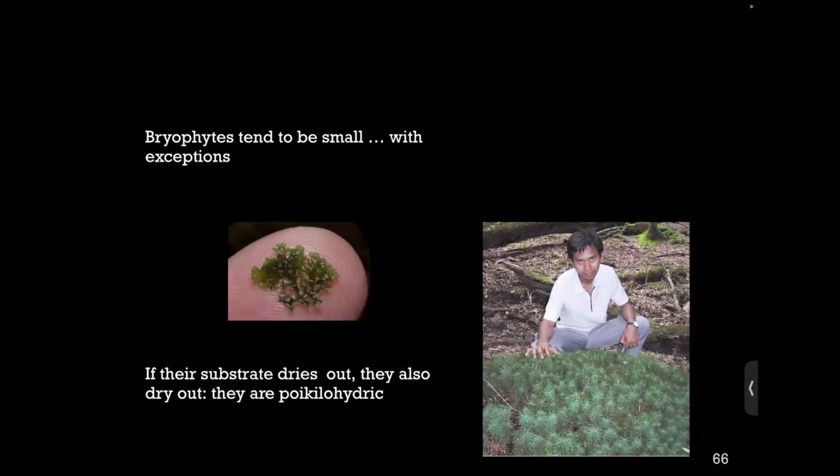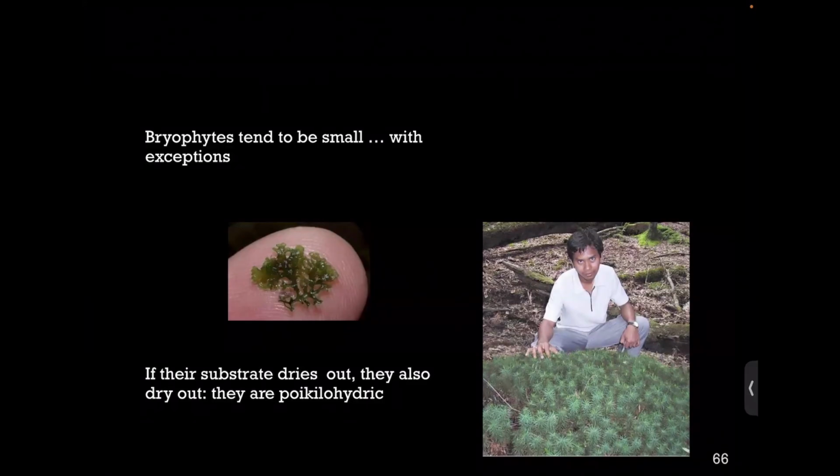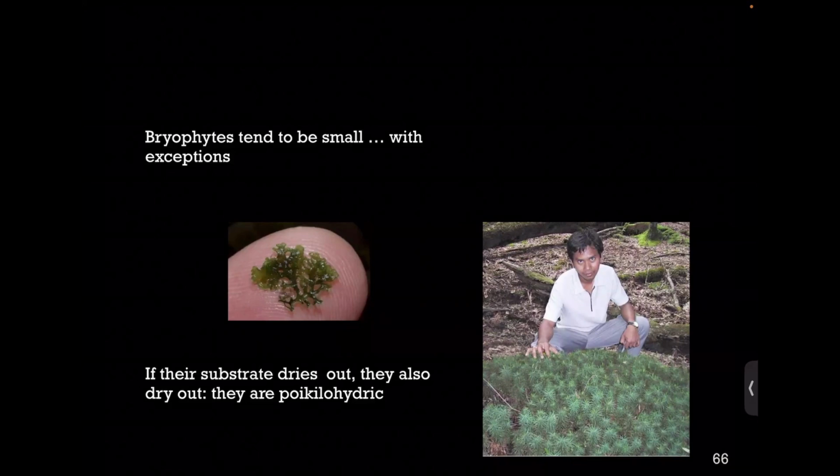Here's some pictures about this table that I just went through. So bryophytes tend to be small with exceptions. Here's maybe the biggest moss. Yeah, let's just call it the biggest moss. It's called Dawsonia. It lives near the equator.